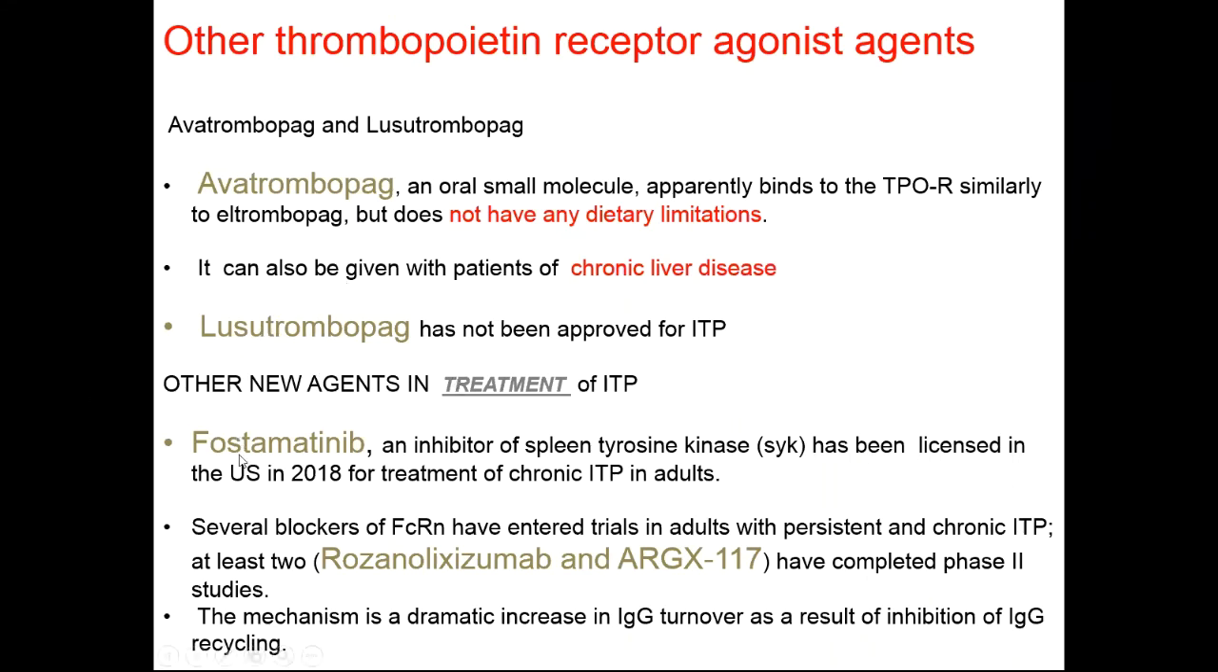Other new agents like fostamatinib, I have already said earlier that it is an inhibitor of spleen tyrosine kinase, and rozanolizumab is a blocker of FcRn, Fc receptor. But these all are the drugs which are being studied in adults. The clinical trials are still awaited in pediatric patients.